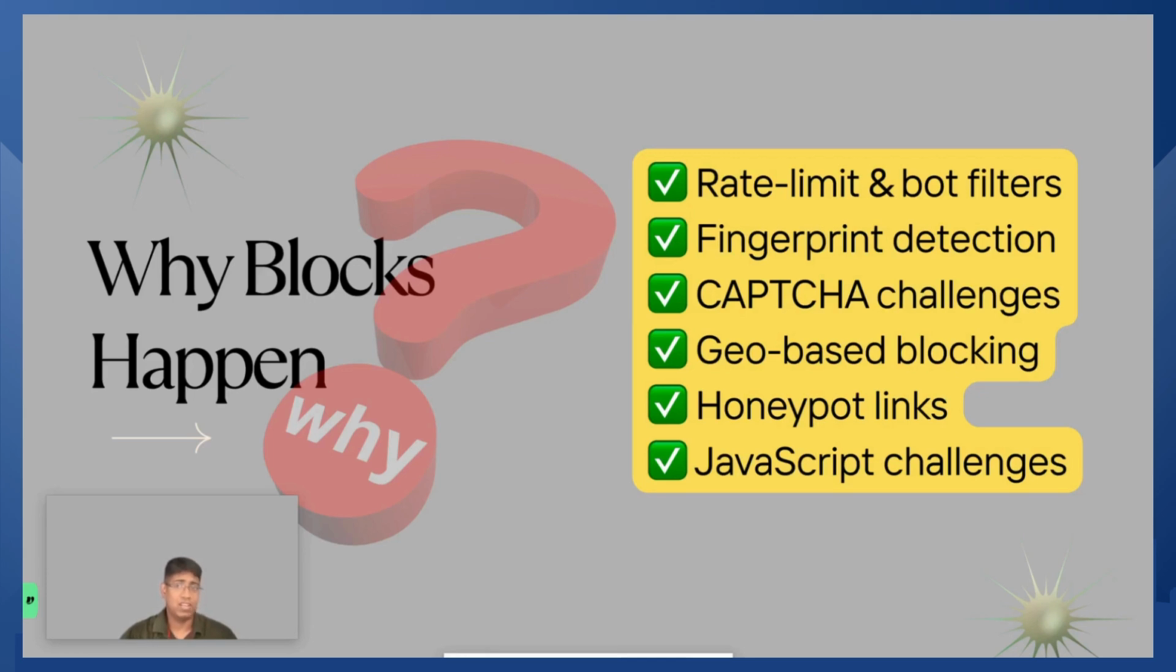The next one is CAPTCHA challenges. If the website suspects you of being a bot, they're not sure, but they suspect, they can throw a CAPTCHA challenge. So unless you solve the CAPTCHA, you won't be able to get to the original content that you want to scrape.